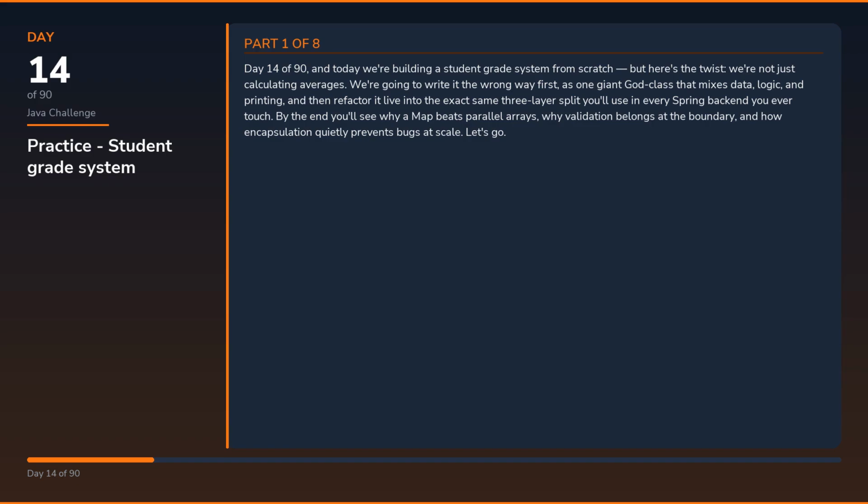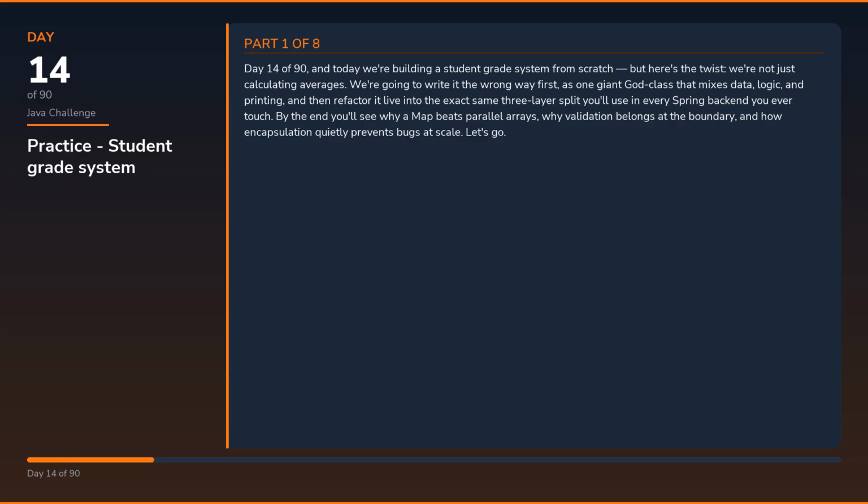Day 14 of 90, and today we're building a student grade system from scratch. But here's the twist: we're not just calculating averages. We're going to write it the wrong way first, as one giant God class that mixes data, logic, and printing, and then refactor it live into the exact same 3-layer split you'll use in every Spring backend you ever touch. By the end you'll see why a map beats parallel arrays, why validation belongs at the boundary, and how encapsulation quietly prevents bugs at scale.